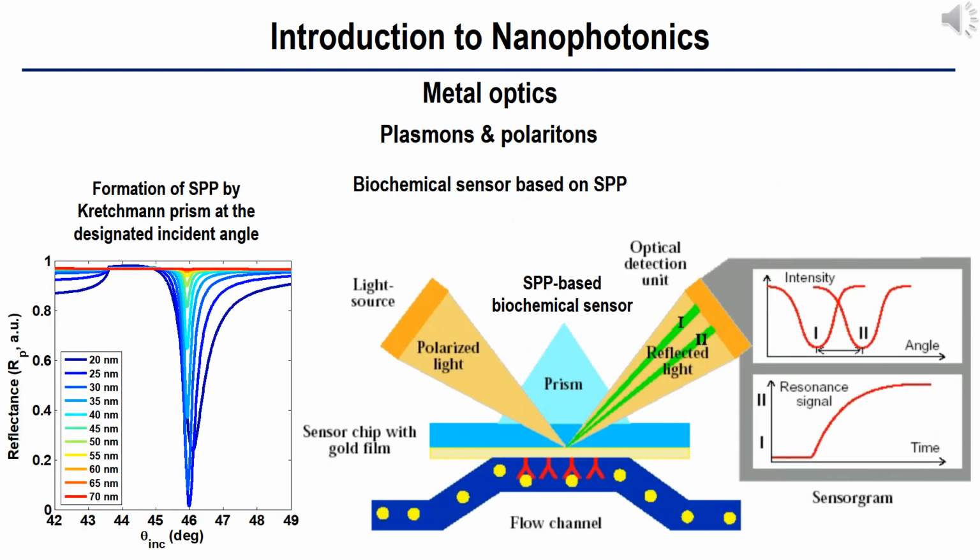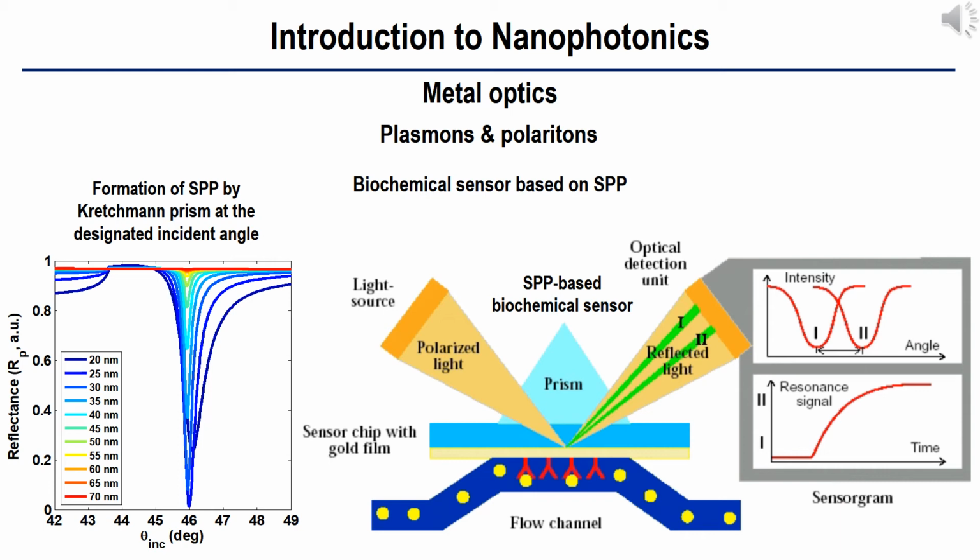Using surface plasmon polariton, we can build a very sensitive chemical or biological sensor with great detectivity. The principle relies on the variation of the wave vector of the surface plasmon polariton given by the changes in the refractive index of the surface of the gold film. As shown in the left figure, we can experimentally observe the formation of surface plasmon polariton by checking the reflection minimum from the prism at a certain incident angle.